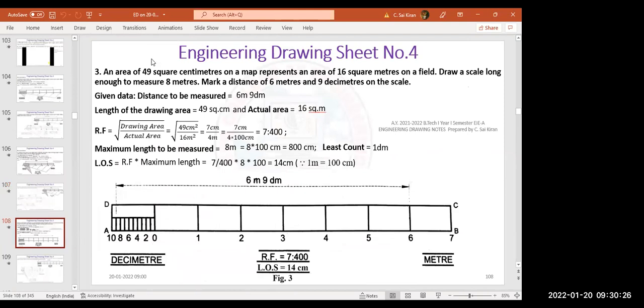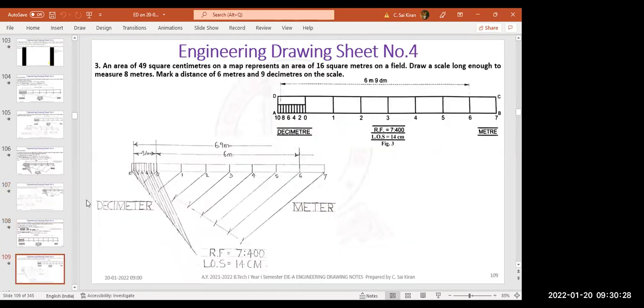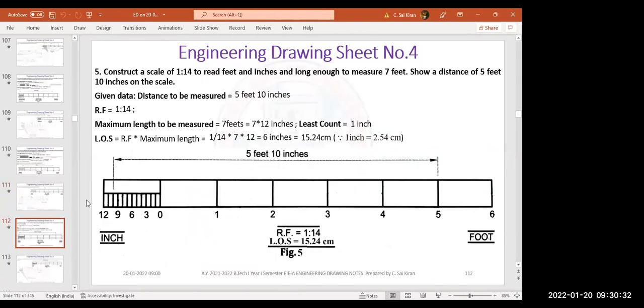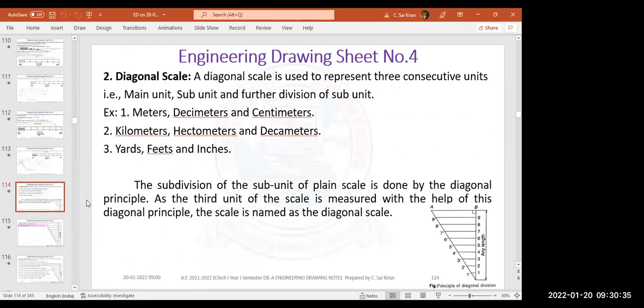Okay. And no need to draw the third one, fourth one, and fifth one. In the plane scale, draw only 1 and 2. In the diagonal scale, draw only one problem. In the Vernier scale, draw only one problem. Okay. And the next is the diagonal scale.